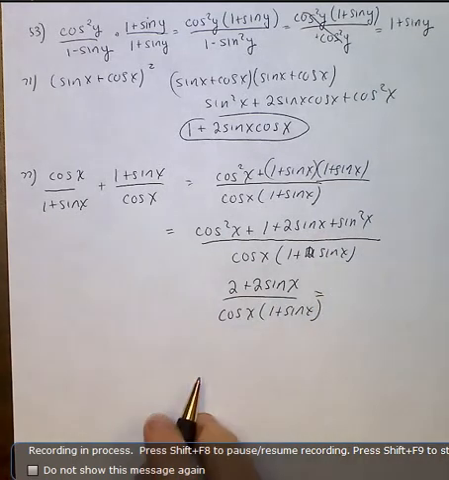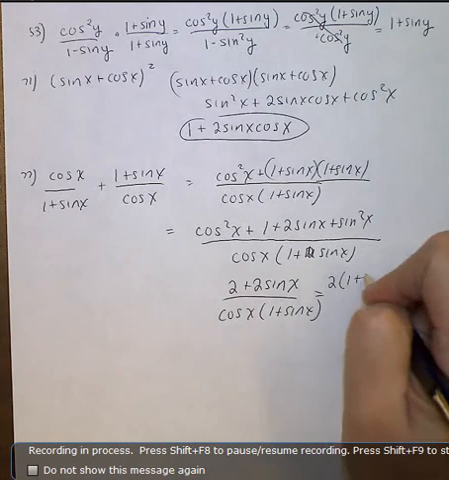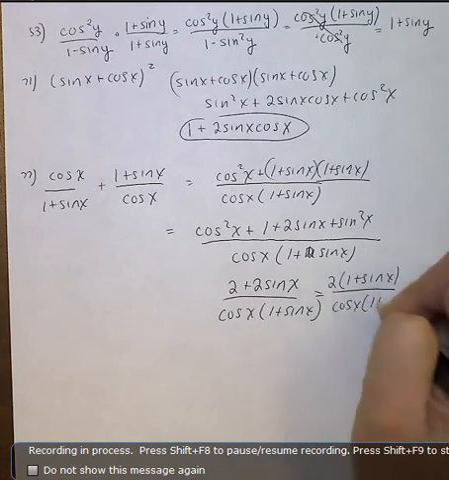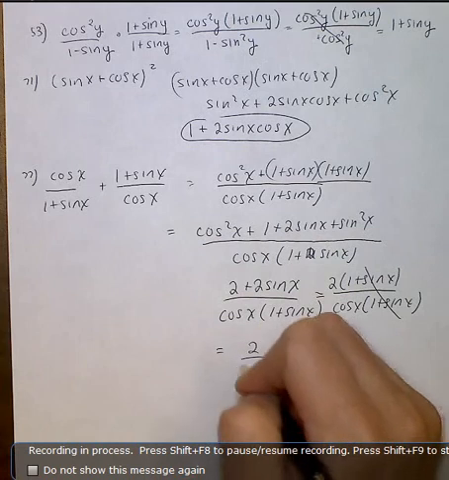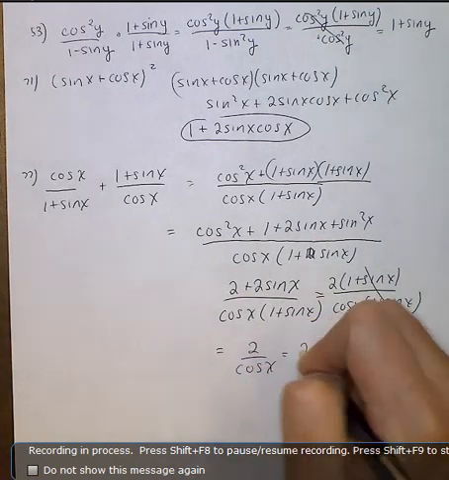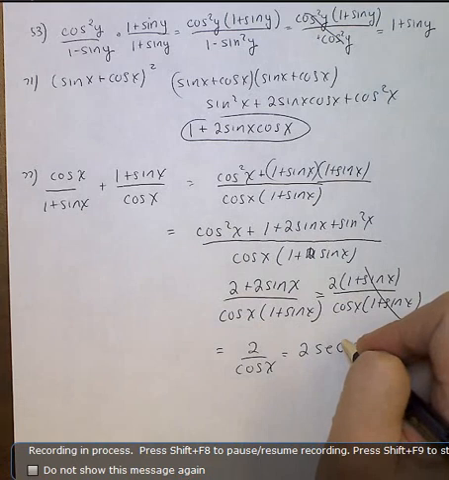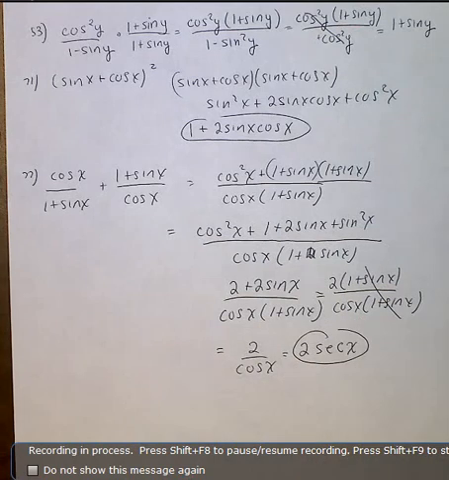Okay, so now we can factor out a 2 from both of these terms. The 1 plus sine x's cancel out. We're left with 2 over cosine x, which is the same as 2 secant x. And that is your right answer. Anyway, hopefully that's helpful. Good luck, ladies.